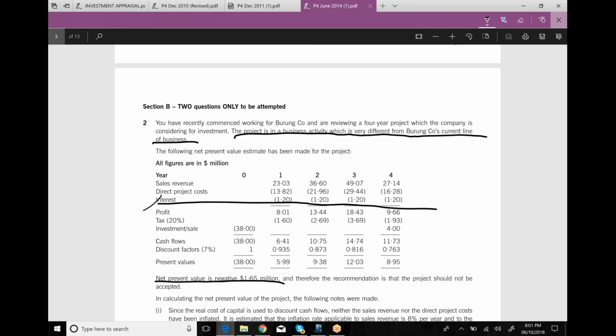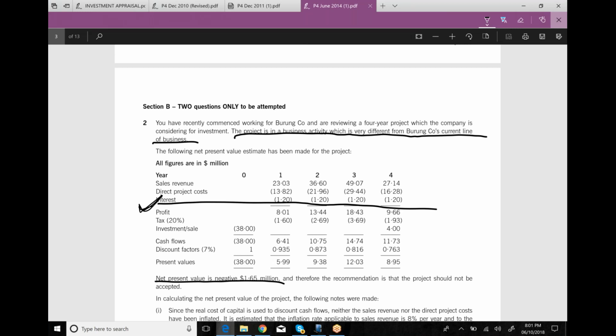Interest, right? Interest should not be deducted. While computing NPV, we don't subtract interest because its effect is already incorporated in the discount rate. So right now I can see one thing, that they have included interest, and that is not right. So in Part B, I have to comment, and I am just telling you how you will comment.